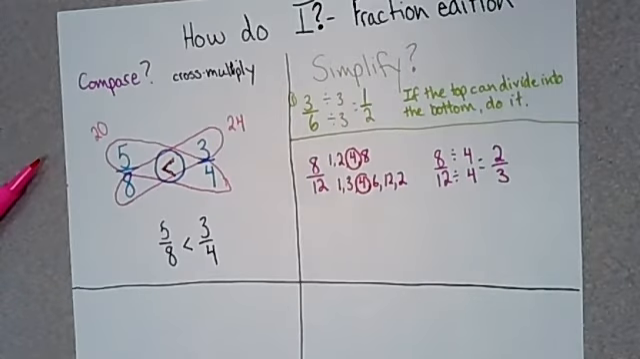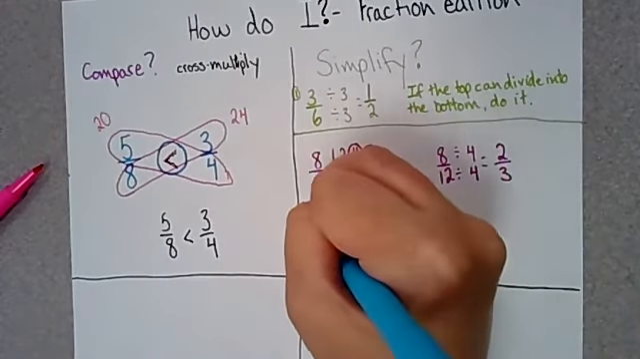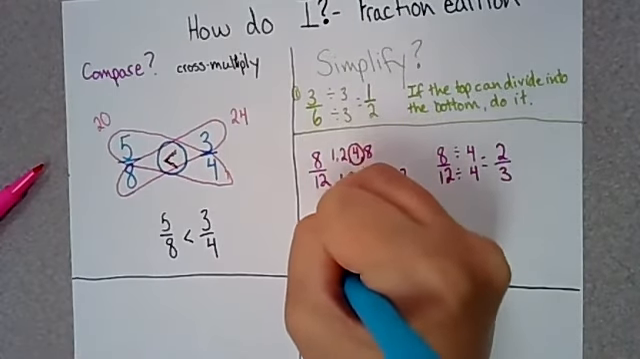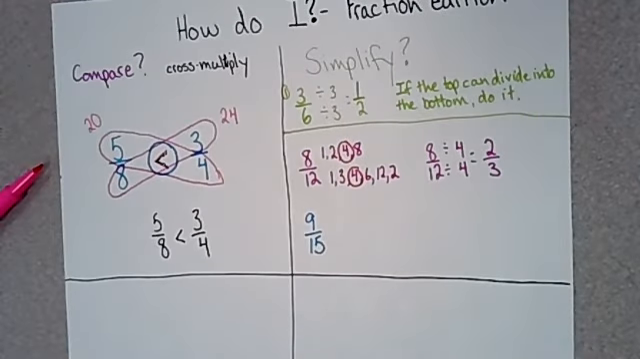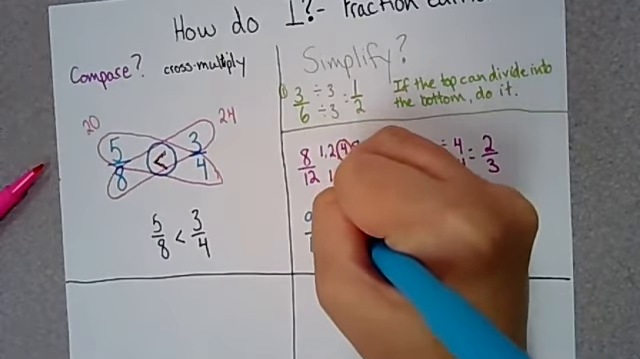Here, let's try another one. Let's do 9/15. Say I've got 9/15. All right, list out the factors of 9. Well, that's easy. The factors of 9 are 1, 3, and 9.